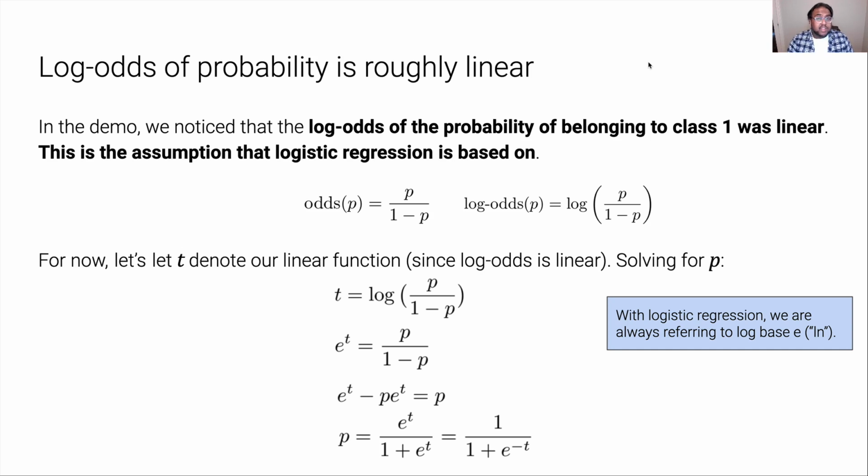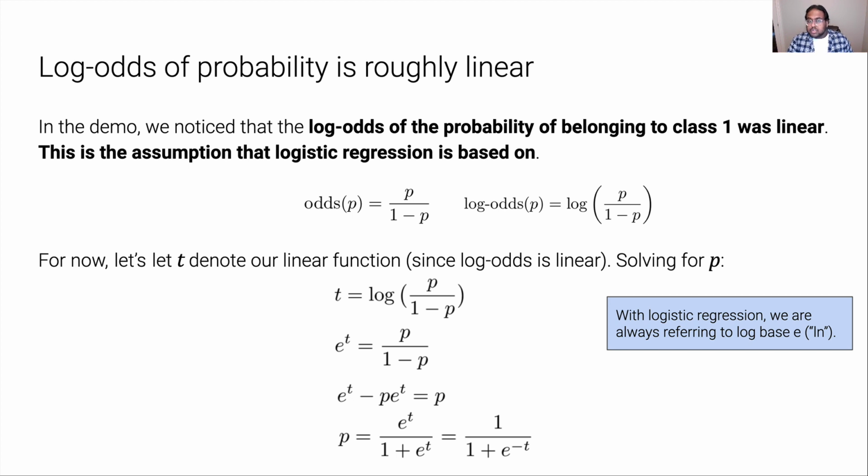Now, we concluded the last video by observing that the log of the odds of the probability of a team winning a game was roughly linear. Because we only have two classes, winning a game or losing a game, we're calling win 1 and lose 0. So the log of the odds of the probability of belonging to class 1 was linear, and I said that this is the assumption that the logistic regression model is based on.